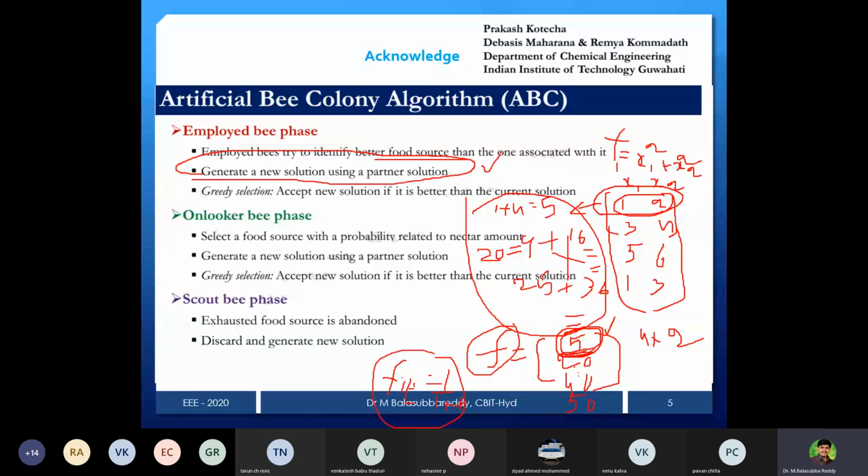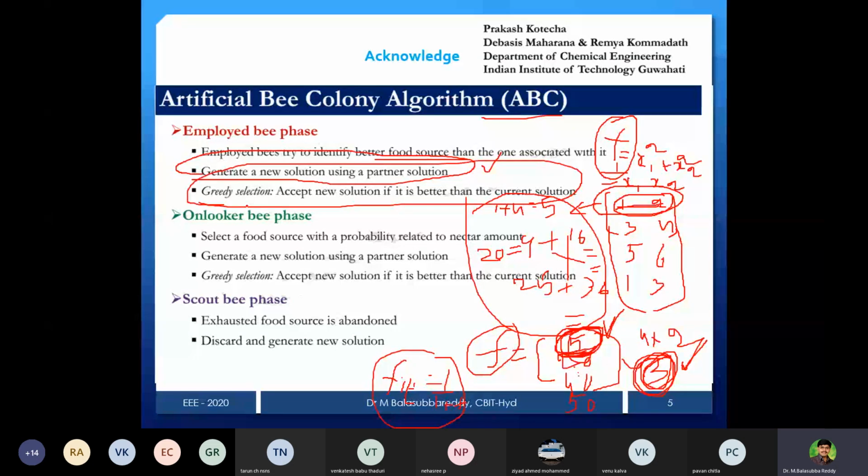So if we do that solution and again find the function value, we will compare the old function value and the new function value. If the old function value is 5 and the new function value is 3, which one is better? The new solution is better, because our objective is to minimize this function value. I want to minimize this f. So 3 is a lower value compared to 5. Therefore, the new solution is better. So you select that one as the best solution and discard this. That is what we call greedy selection.